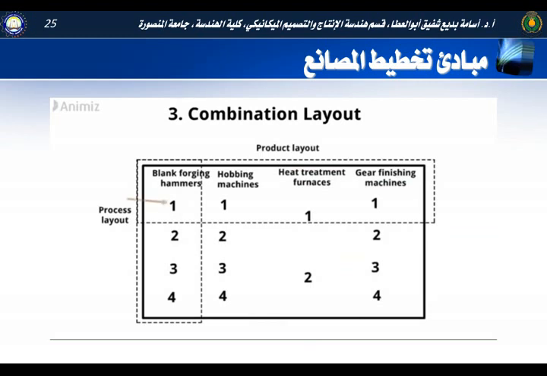For example, a job first needs to go to blank forging hammers, then hobbing machines for cutting gear. After gear cutting it will enter the heat treatment furnace, then the job will go to gear finishing machines.